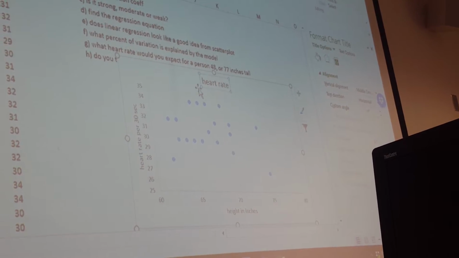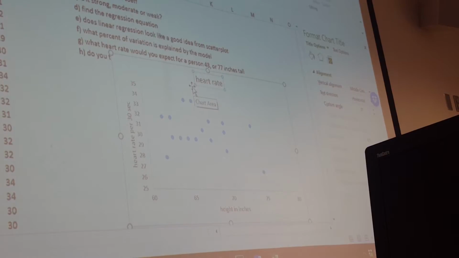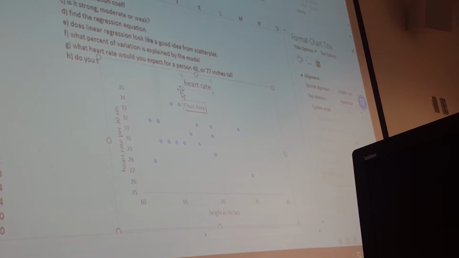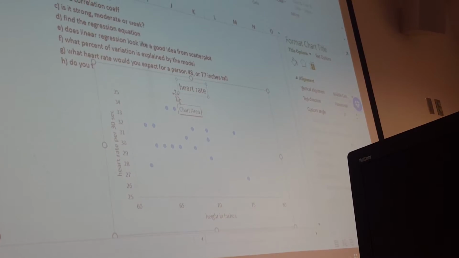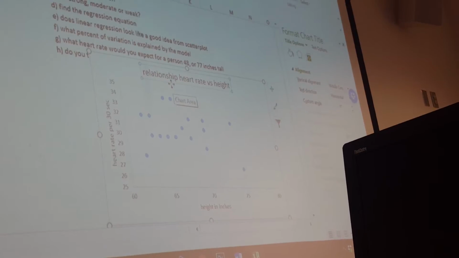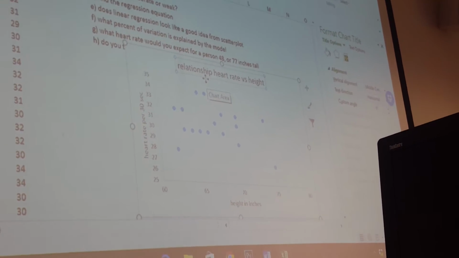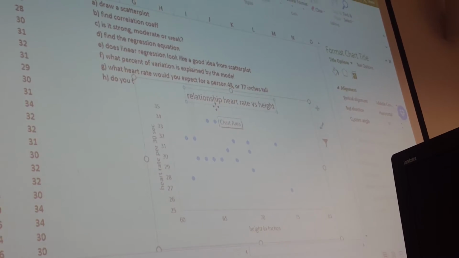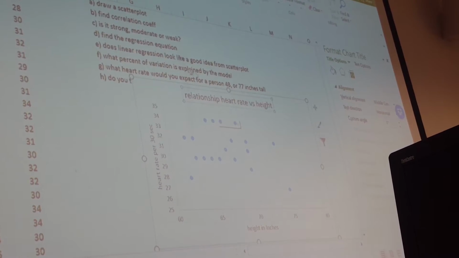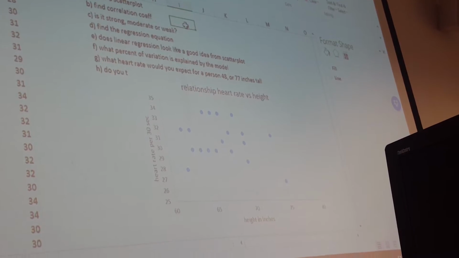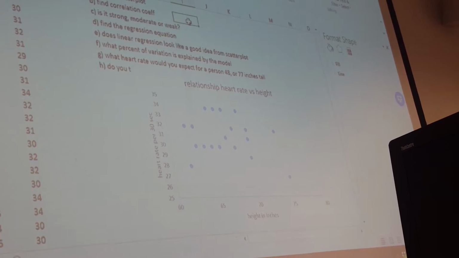All right. So, relationship, heart rate versus height. Okay? All right. So, is that a good scatter plot? Pretty good. Okay, so I've done part A. Calculate the correlation coefficient. How do you do that?